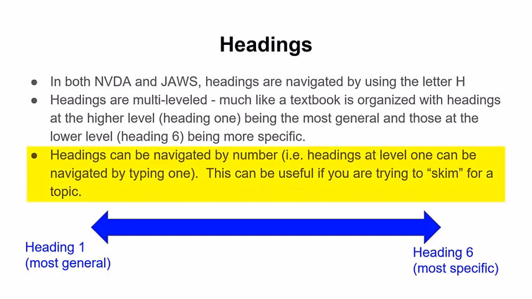Headings can also be navigated by the number. So headings at level 1 can be navigated by typing the number 1 on the number row. This can be useful if you're trying to skim for a topic. If you know there are a couple of headings at level 1, but you don't want to read anything below that because you're looking for something in particular, pressing 1 will take you through all of the headings at level 1, or 2, or 3, etc.